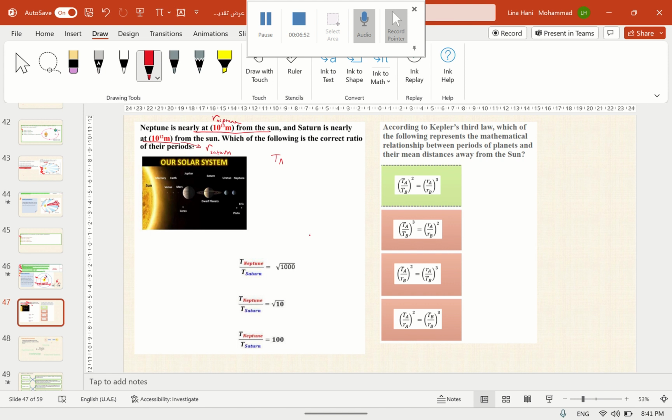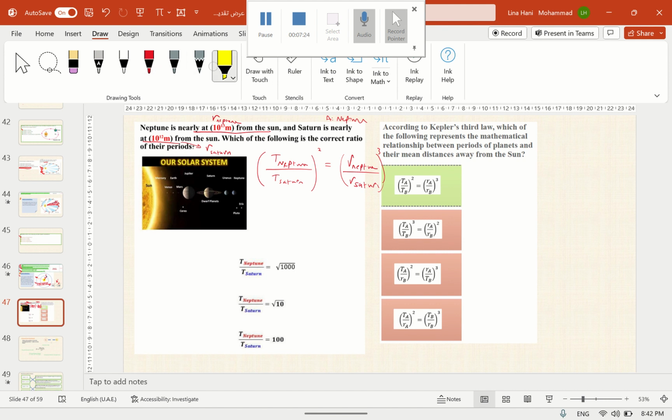Since here we have Neptune and Saturn, we can call them A and B, where A is for Neptune and B is for Saturn. So T Neptune over T Saturn squared is equal to R Neptune over R Saturn cubed.